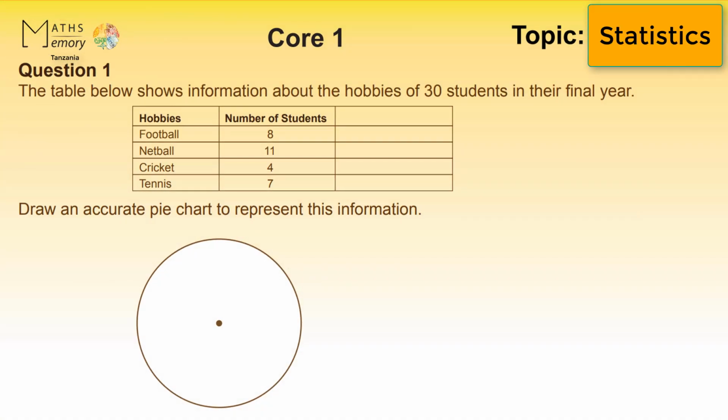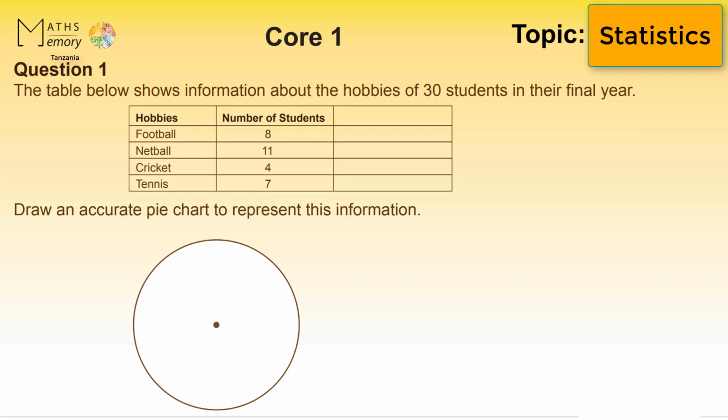Question 1, core 1, pie charts. Let's press pause. Let's try to construct this pie chart using this frequency table. Let's see how well you can do filling in the respective third column, the angles or the working out, and then using a protractor to get this down on this pie chart below. Press play when you're ready.